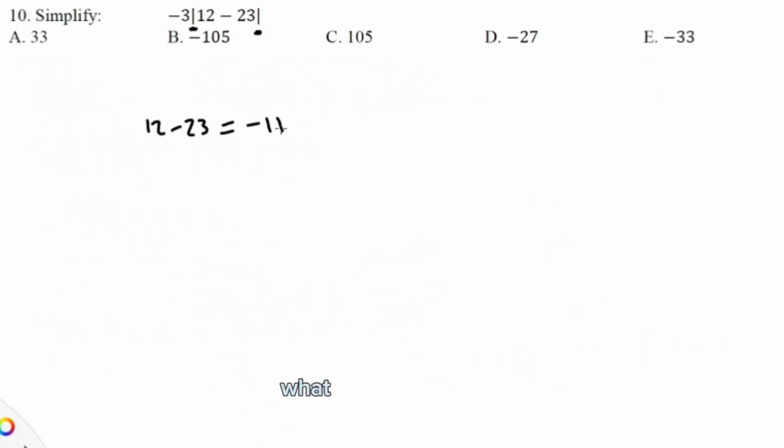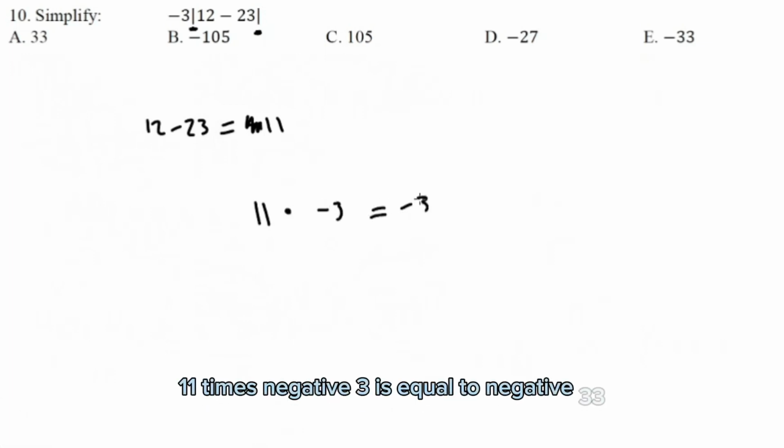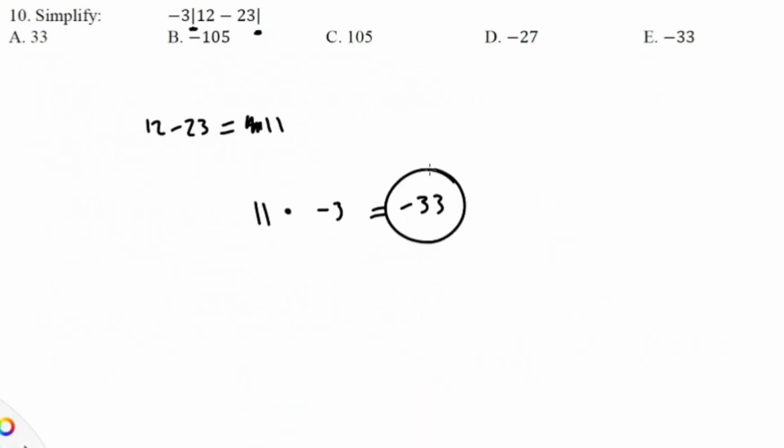Alright, now what we need to do is, we need to find the absolute value. The absolute value just means no matter what number it is, positive or negative, you turn it into the positive form. So we would just get rid of this negative sign, and now this becomes 11. Now we have to multiply it by the negative 3. 11 times negative 3 is equal to negative 33, and that's your answer.